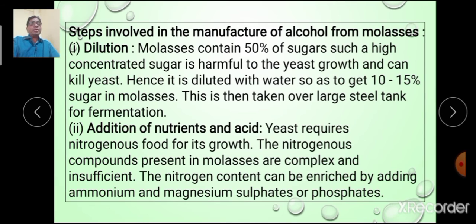The second point is the addition of nutrients, because yeast requires nitrogenous food for its growth. The nitrogenous compounds present in the molasses are complex and insufficient, and therefore nitrogen material is added from outside to enrich the nitrogenous content of the molasses. Ammonium and magnesium sulfates or phosphates are added to the molasses, which serve as food for the yeast.